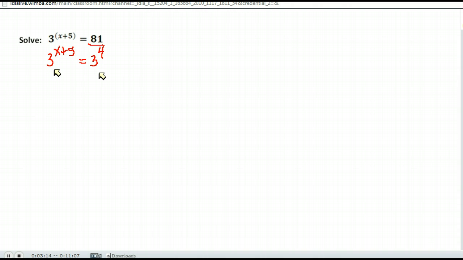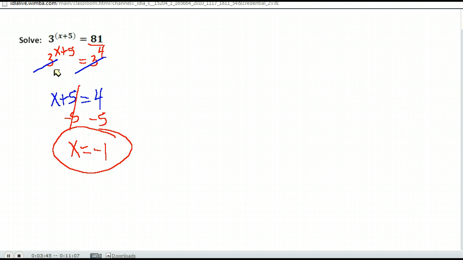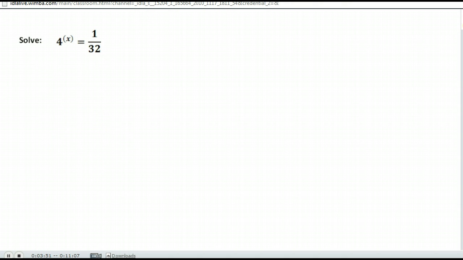So we know that since these are both 3's, that x plus 5 and 4 must be equal to one another. We have to have the same exponent because we have the same bases. So we're just going to cancel those 3's essentially and have x plus 5 equals 4, and we would solve that equation. And we come up with x equals -1. And again, notice all of these that we're going to do in this lesson, you'll be able to rewrite them. So that's what we're practicing in this lesson.